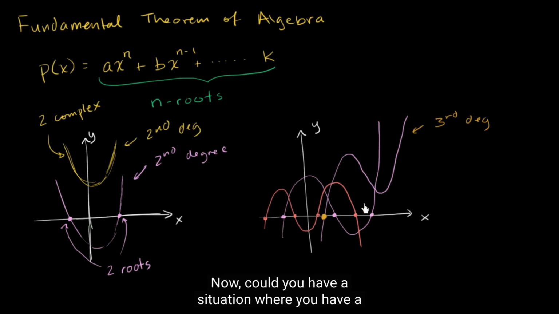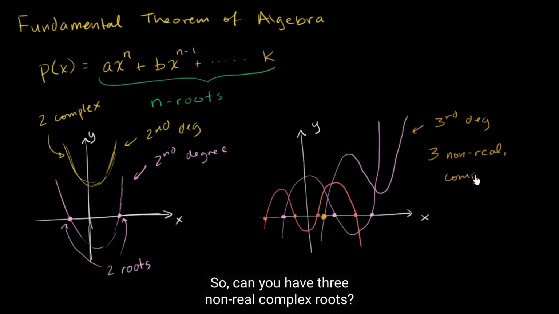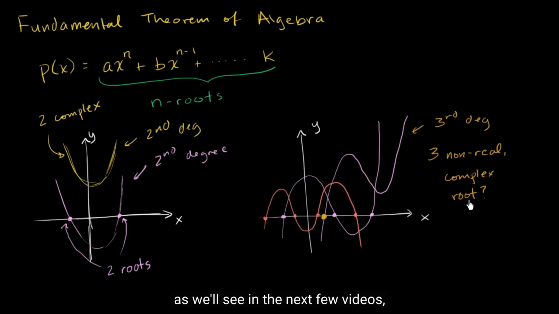Now, could you have a situation where you have a third degree polynomial with 3 non-real complex roots? Is this possible for a third degree polynomial? Well, the answer is no, because complex roots, as we'll see in the next few videos, always come in pairs. They come in pairs where they are conjugates of each other.